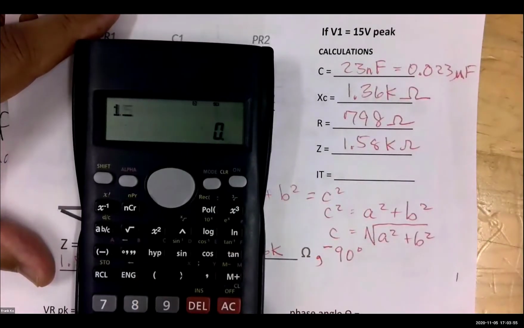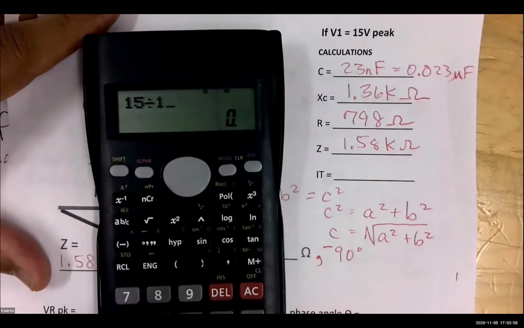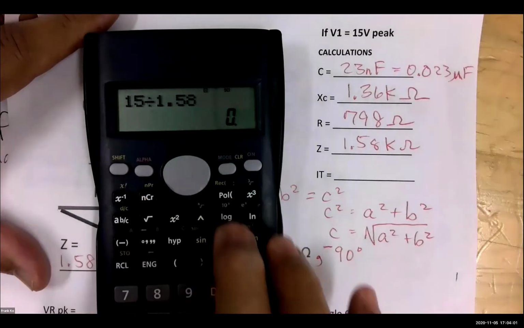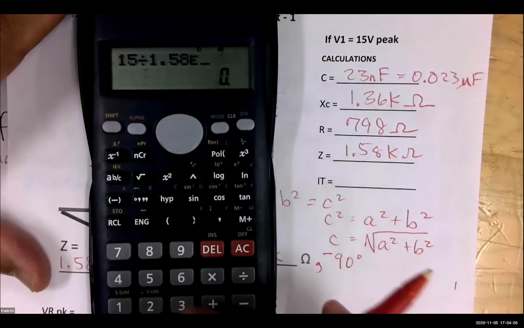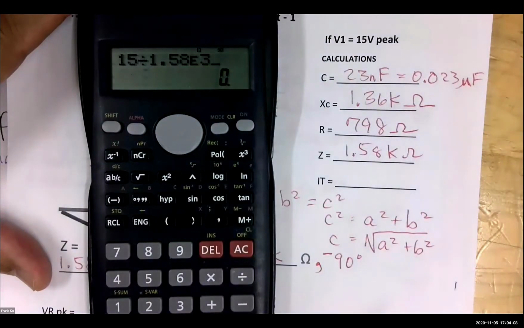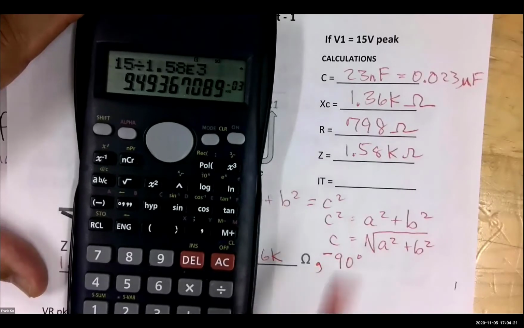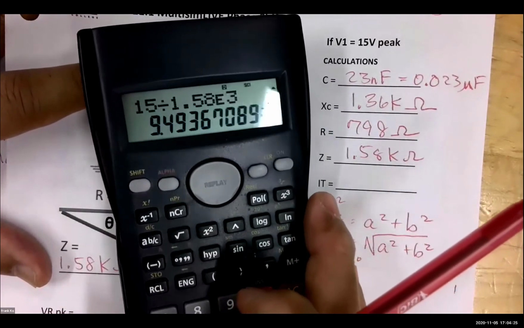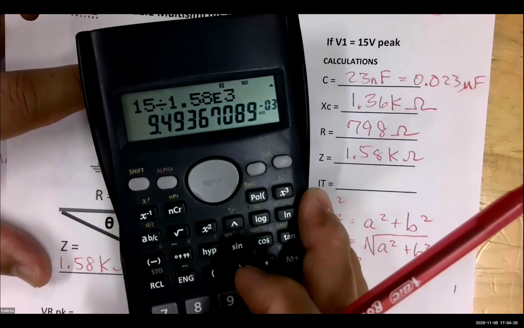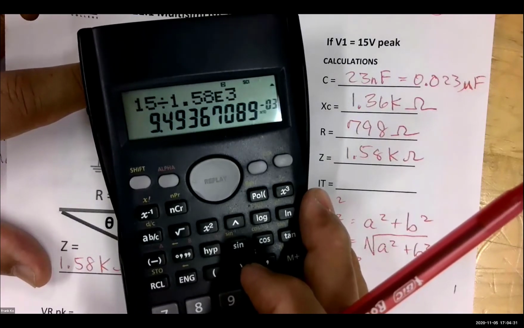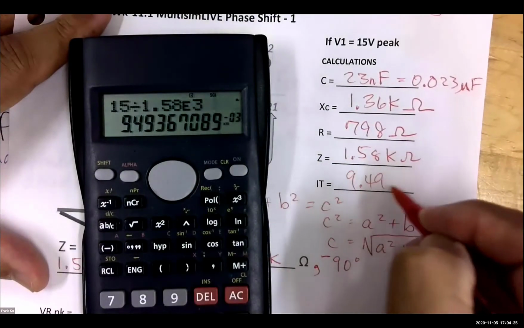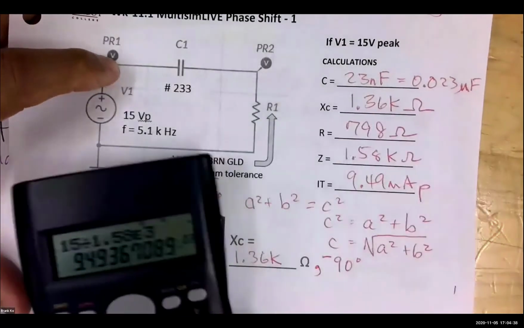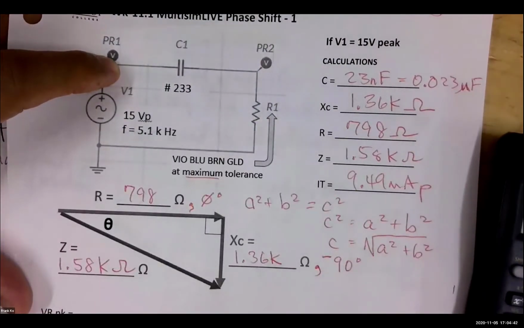Take my 15 volt peak and divide by 1.58. Hit my exponent key. Kilo is 3. And now before I hit equals, what number do you calculate on your calculator? Robert, what do you have? 15 divided by 1.58 kilo gives you what? I got 9.49 milliamps. And we should all be able to concur with Robert's calculation, as my calculator does also. 9.49 milliamps. Everybody good with that? 9.49 milliamps peak. Because that was a volts peak, we have to have milliamps peak. So far, so good? All right.